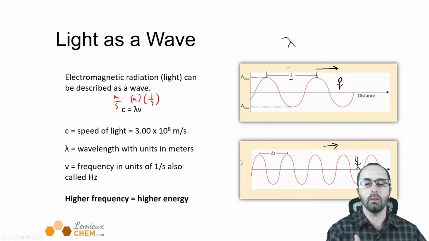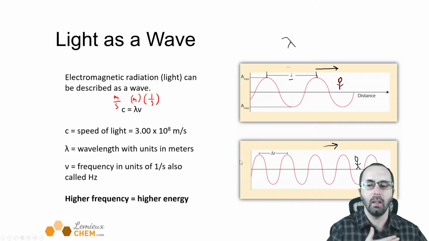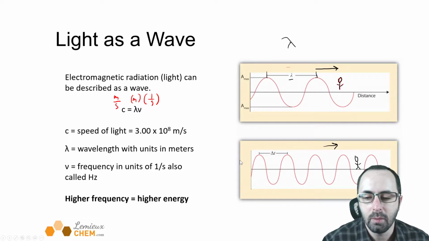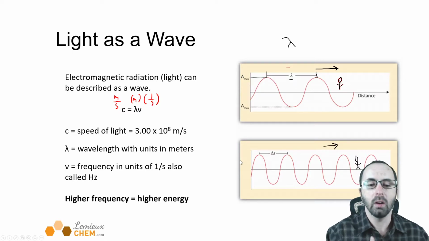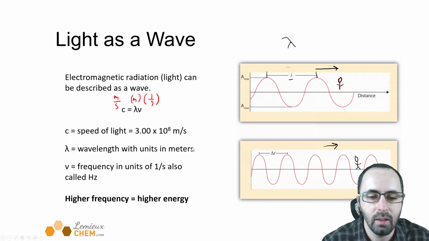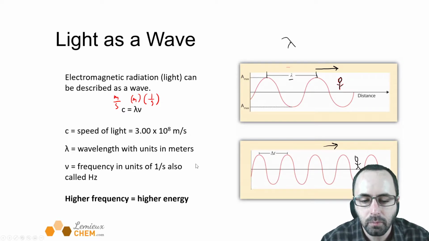If the waves are hitting you slowly, one, and then another, that's not hitting you with as much energy or force. But if they're hitting you over and over and over again really fast, well, then they're going to knock you over, right? They're going to hit you with a lot of energy. Higher frequency will be higher energy.